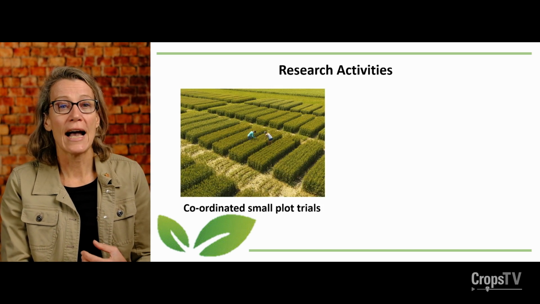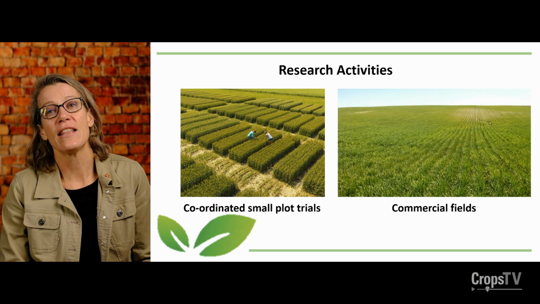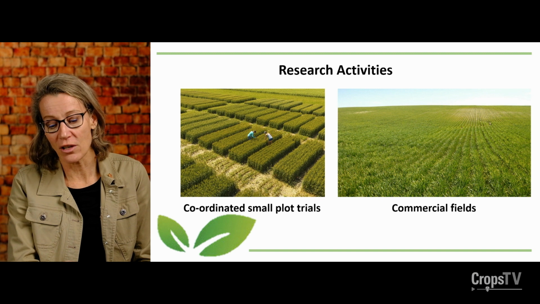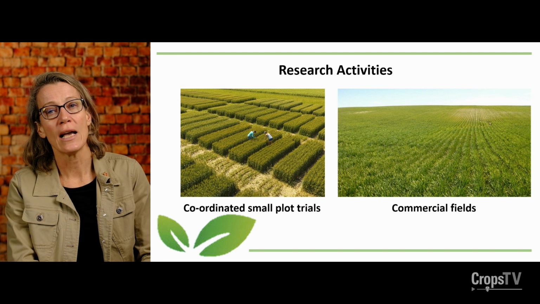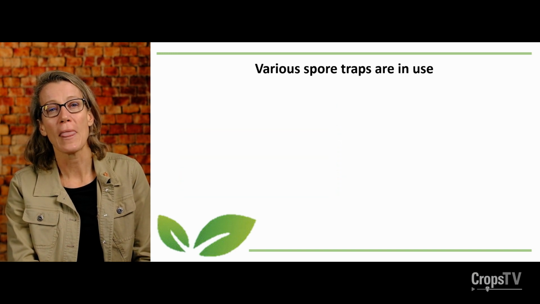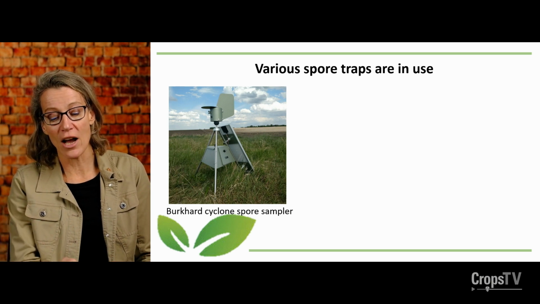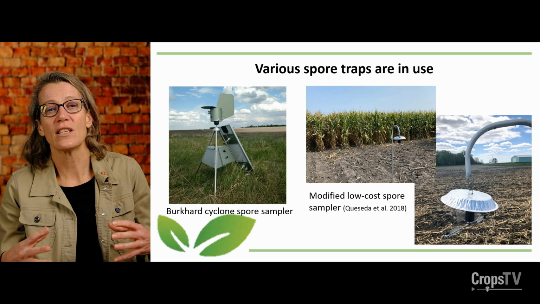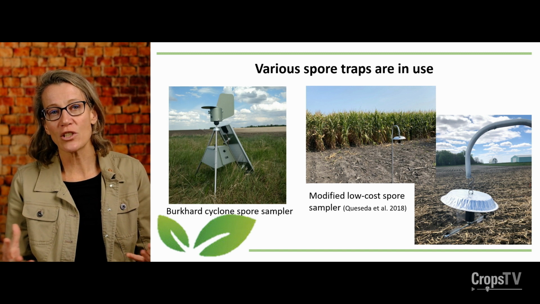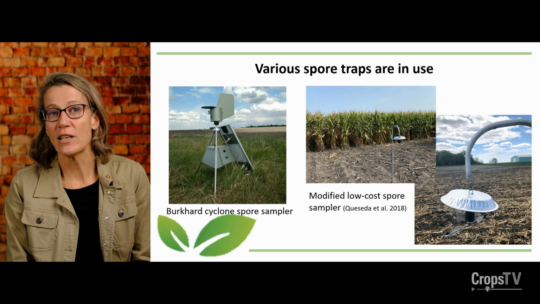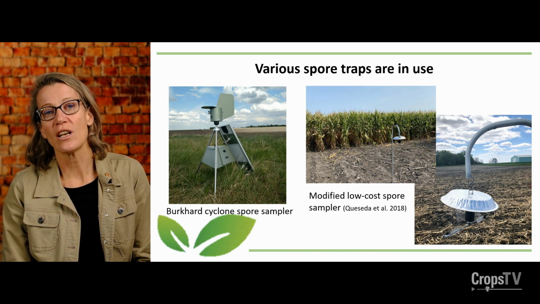So what are we doing? We've been doing coordinated small plot trials across all these different states. And then we also collect data from commercial fields. Some of you may have been part of that collecting. You may have had your field scouted for disease. To monitor the amount of pathogen that is present in the area, we're using spore traps. So we're using this Burkard cyclone spore sampler, which is kind of the gold standard for sampling spores. It's a really expensive piece of equipment, but it sucks in air and then collects the spores in little tubes.